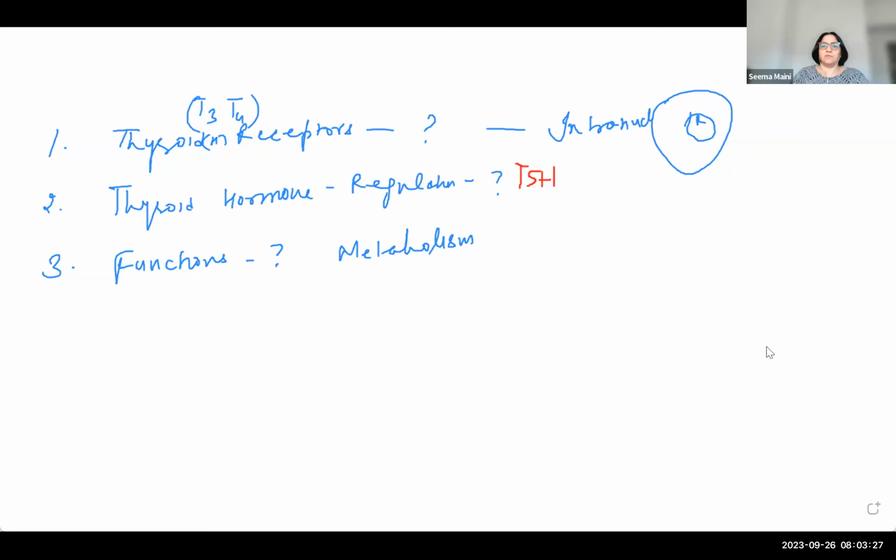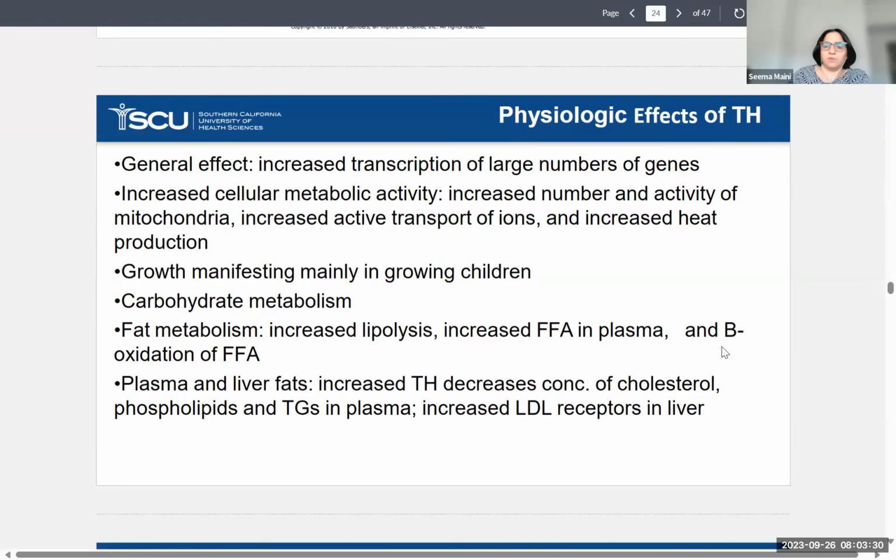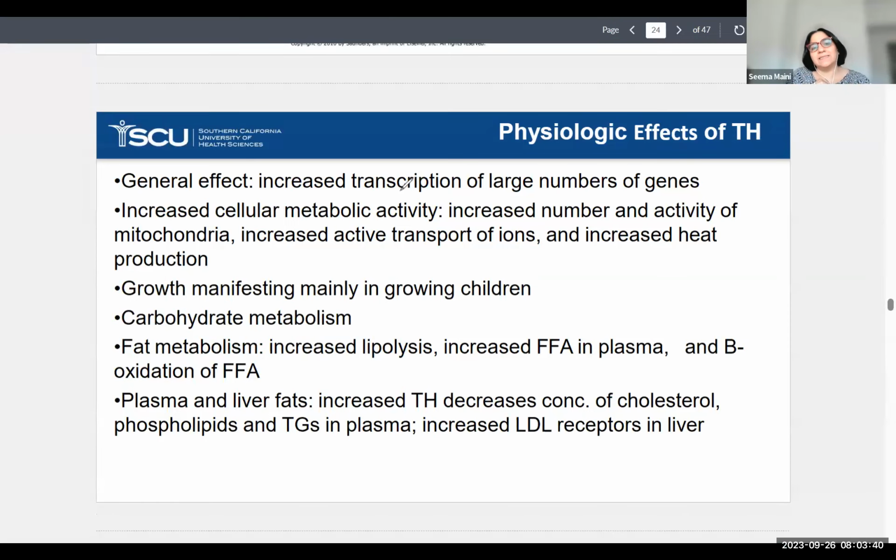This is a summary of the physiological effects of thyroid hormones. There is increased transcription of a large number of genes, because for any hormone that enters the cell, all the steroid hormones and thyroid hormones, the principal mechanism of their action is transcription of a variety of genes, so that these genes then direct the synthesis of new proteins responsible for all the actions.